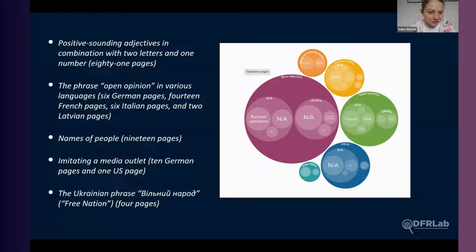I don't know, 666, up to 15. Names of people imitating media outlets, and also the Ukrainian phrase free nation was used across 4 pages as well. And this is very interesting. It's not a rule that you need to pay attention to these names in every operation, but it's case by case. When you investigate and you already have a feeling that there is something happening, you already see some signs of coordination and pattern.